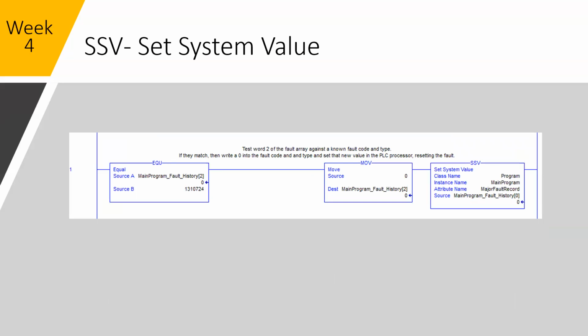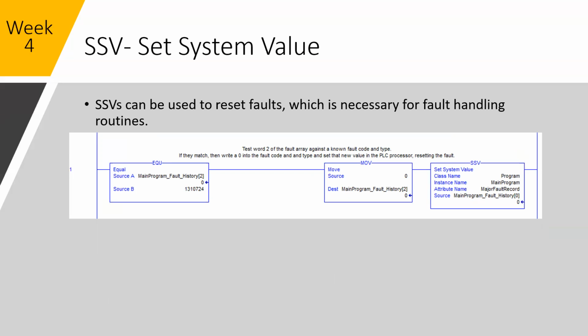So the opposite of the get system value is set system value. The set system value can be used to do a number of things. It can be used to clear some faults. Not all faults, but it can be used to clear some faults.